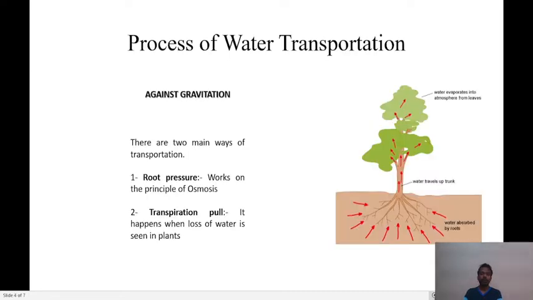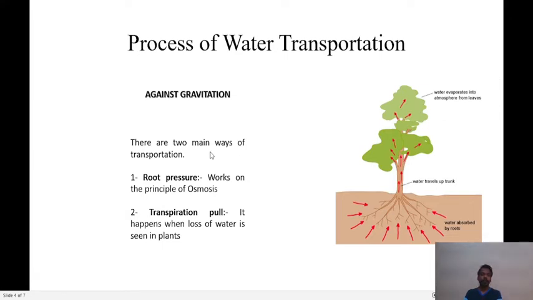So the first one is xylem, and we will see the process of water transportation that occurs by the xylem. The transfer of water in the plant occurs against gravity. Why against gravity? We all know that the gravitational pull is towards the earth, yet it is performing its functions against gravitation. There are two main ways in which the transportation can occur. One is the root pressure, which occurs through the root, and one is the transpiration pull, which occurs due to the evaporation of water into the atmosphere.